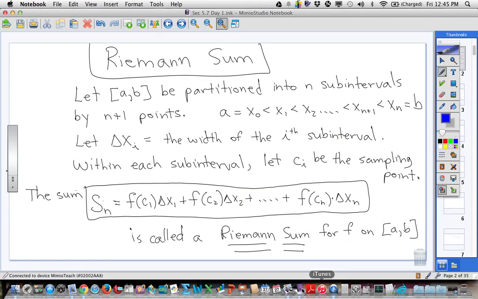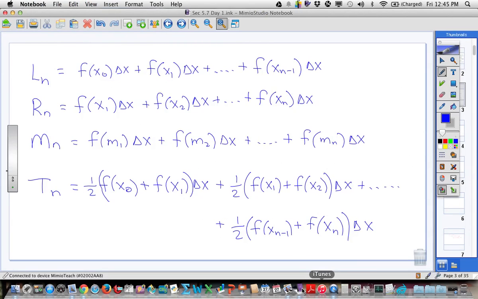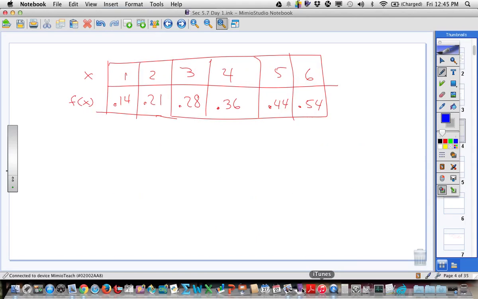So, we talked about Riemann sums, which is adding up rectangle areas. We talked about left, right, midpoint. That's what we want to focus on today. Maybe real quickly before we get into the next problem, I want you to look at this table right here.